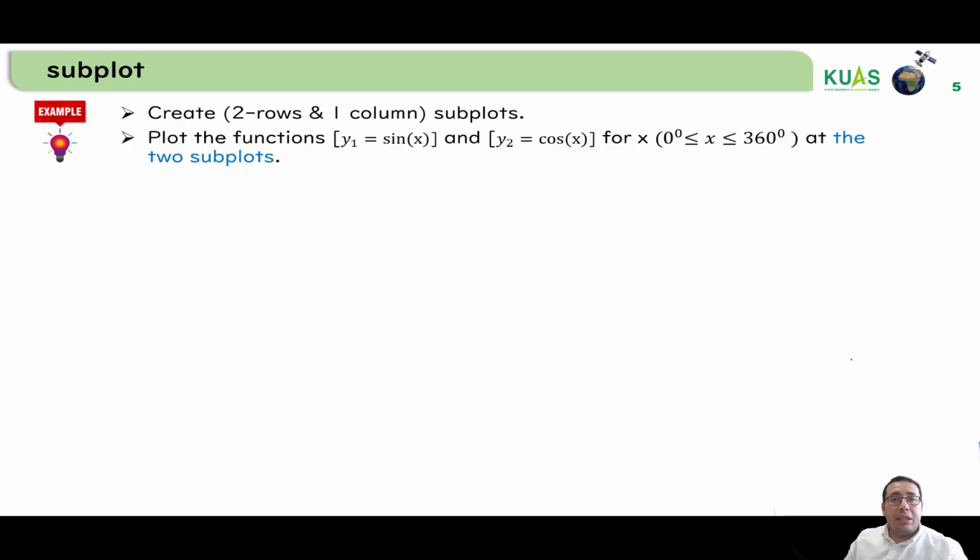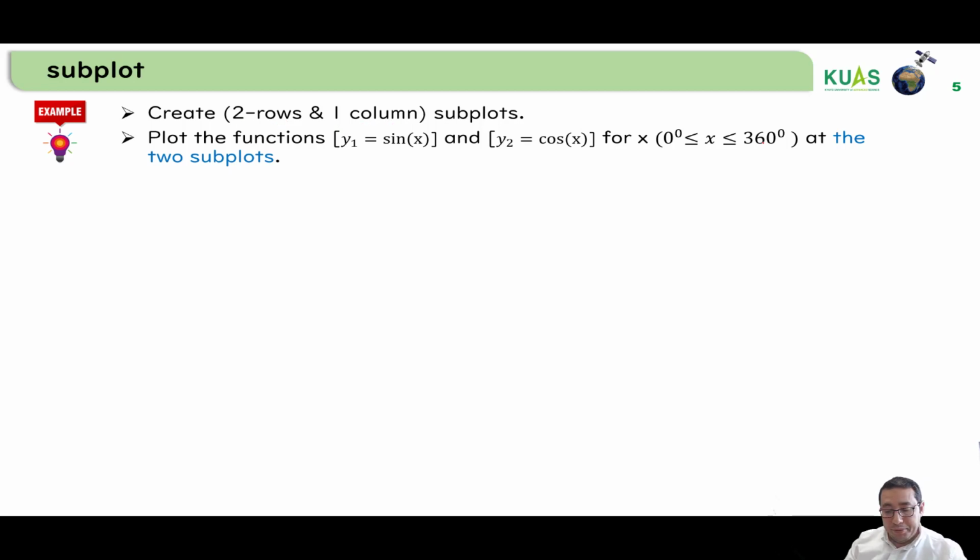Let's consider a quick example to know about the subplot. Here it's required to create subplots with 2 rows and 1 column, to plot y1 equals sine x and y2 equals cosine x, in the range of x between 0 to 360, with the 2 subplots showing the 2 functions, y1 and y2.